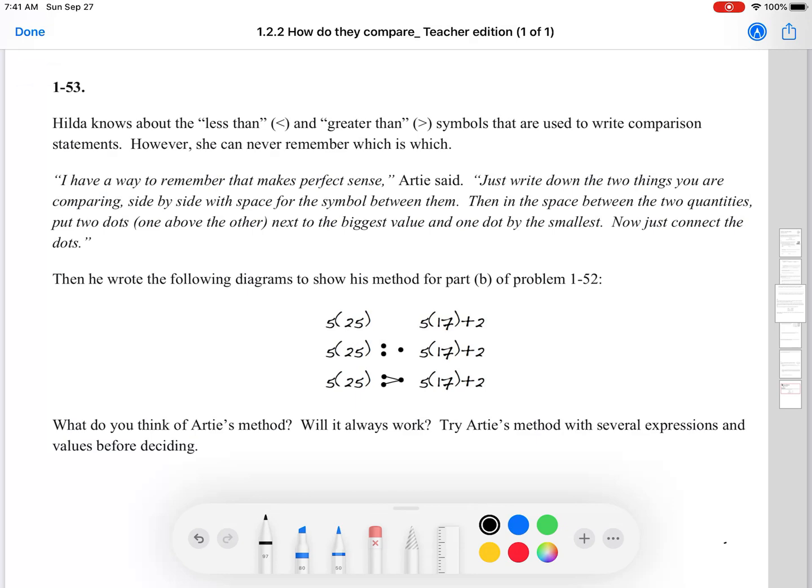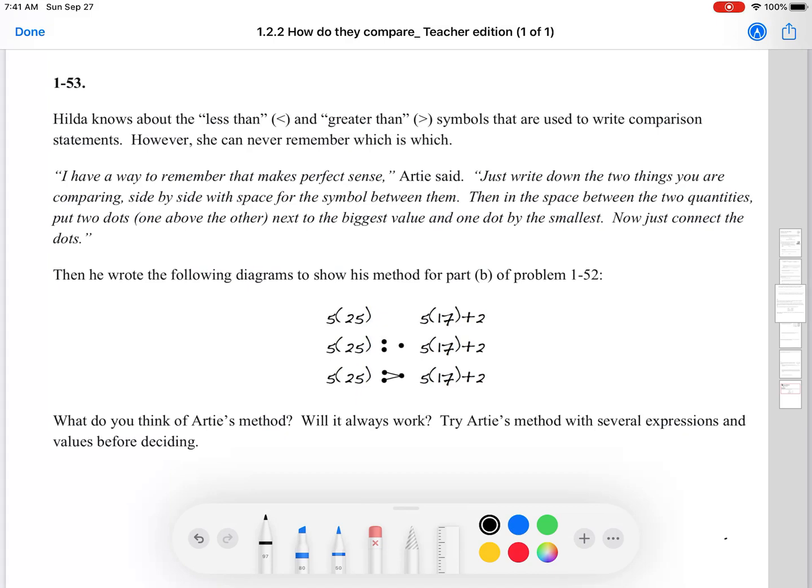Hilda knows about the less than and greater than symbols that are used to write comparison statements. However, she can never remember which is which. She said, I have a way to remember that makes perfect sense, Artie said. Just write down the two things you're comparing side by side with space for the symbol between them. Then in the space between the two quantities, put two dots, one above each other next to the bigger value and one dot by the smallest. Now just connect the dots.